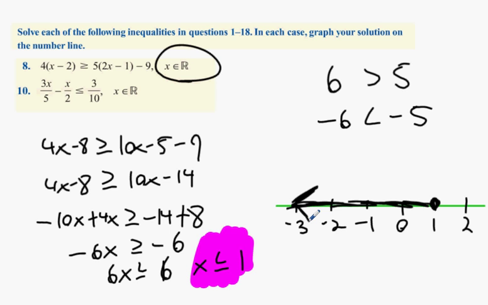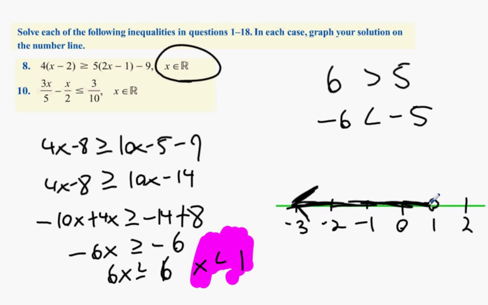Now, what would happen if there was no equal sign? What would happen then? What do I do to the 1? I use a hollow dot. And what does the hollow dot mean?